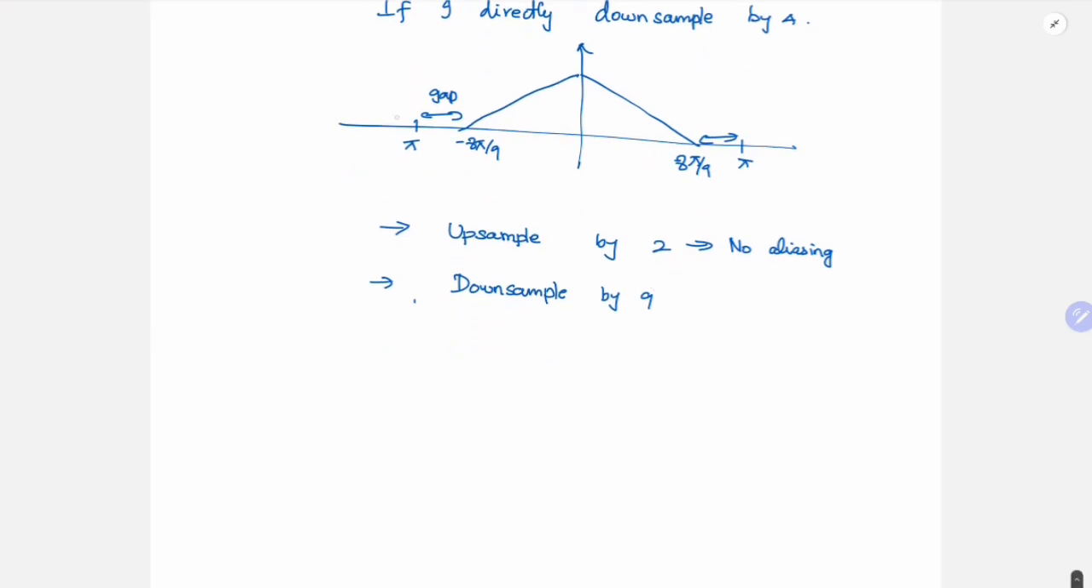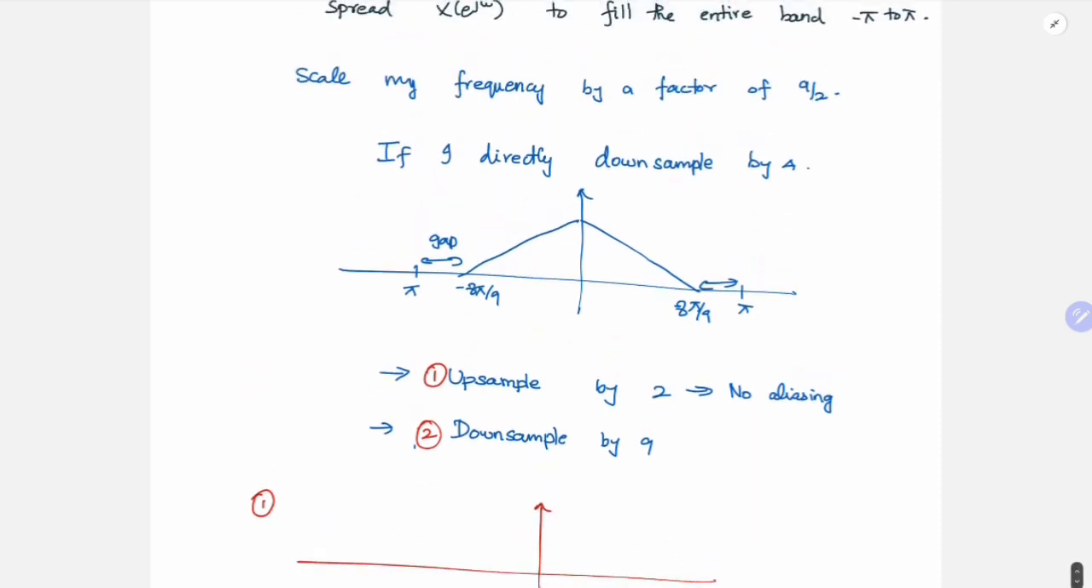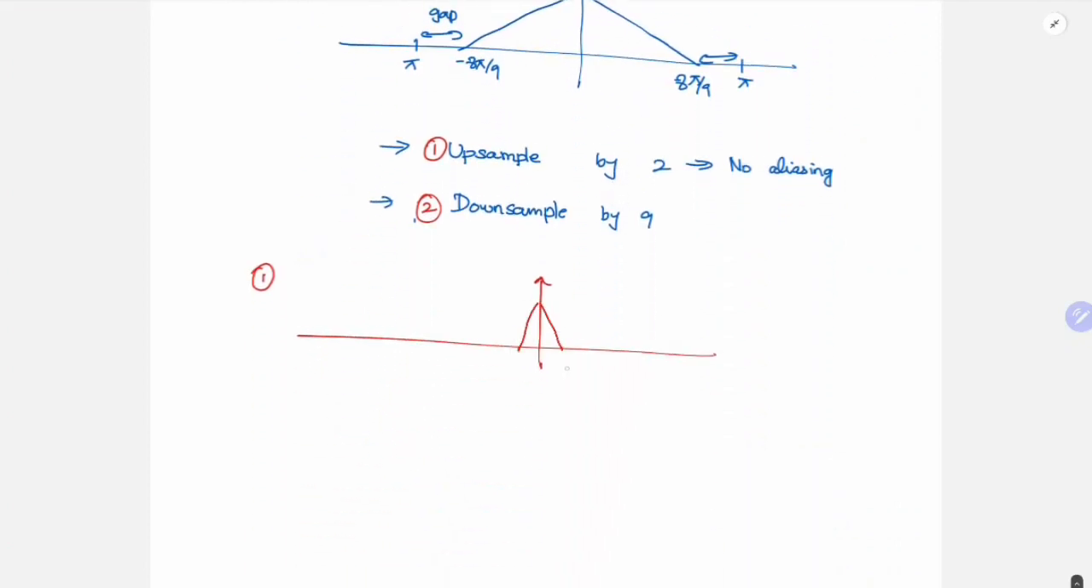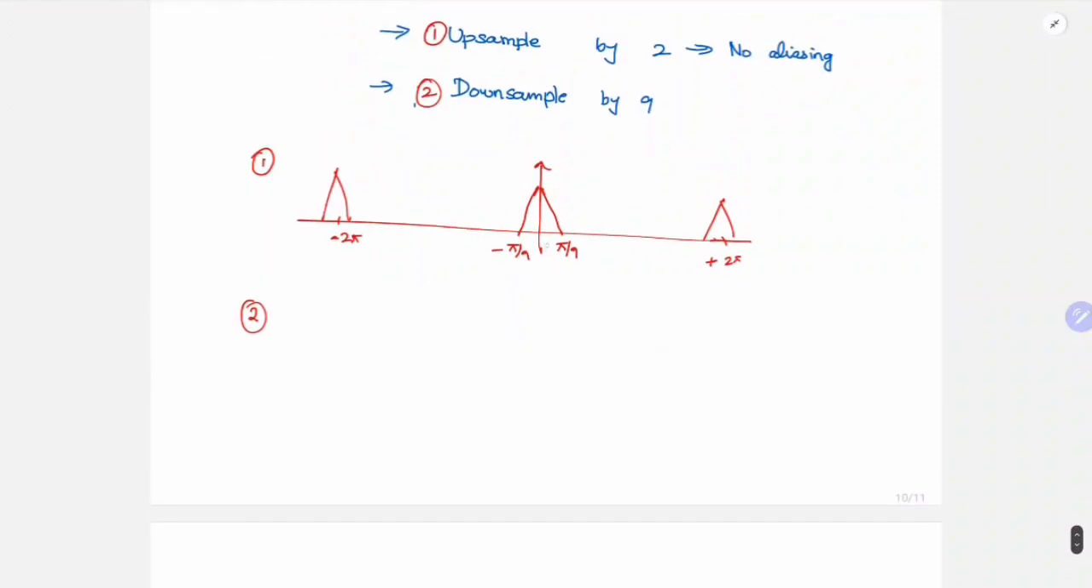So once you upsample, what is going to happen? This is 1 and 2. So 1, what is going to happen? So here it is 2 pi by 9. So here it is going to be pi by 9. And let's say you take care of the amplitude accordingly. So minus 2 pi also, it will be pi by 9 interval. This is plus 2 pi. Minus 2 pi also, it will be pi by 9 interval. So second, you downsample by a factor of 9.